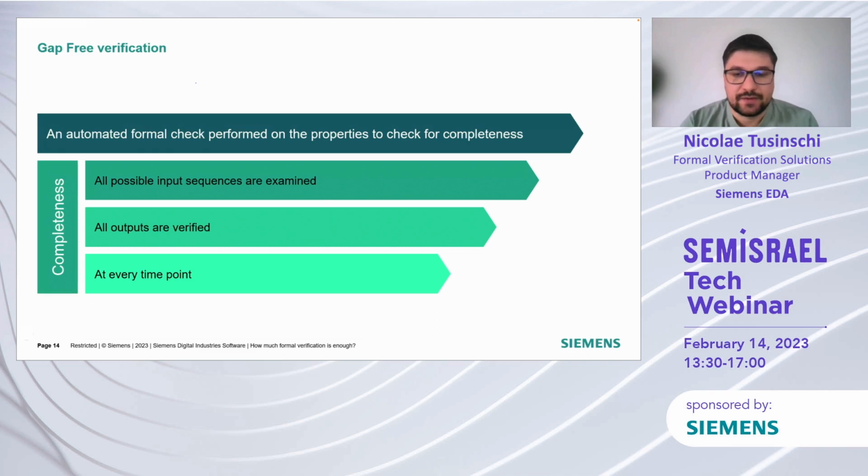And there is also a restriction, that all operations must use the same triggering clock. And in general, when we say completeness, to summarize it, we want all possible input sequences to be examined, all outputs to be verified at every time point.